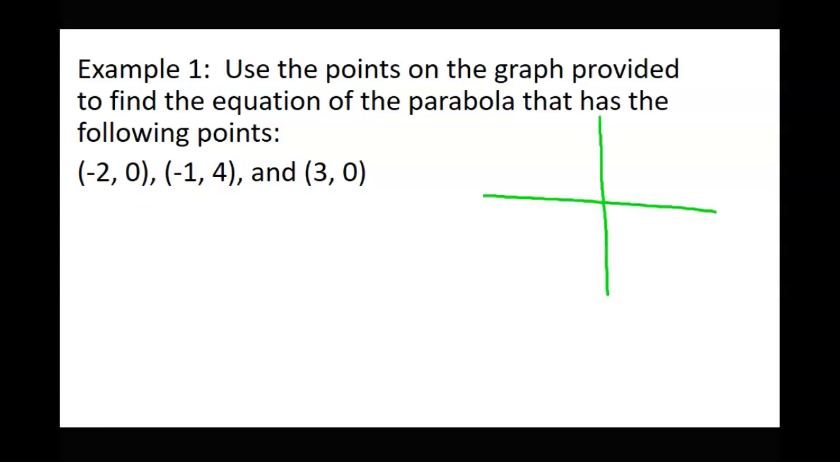I'm going to plot these points. Now, you don't have to do this. I'm just doing this to help you notice something. Let's graph these points. Negative 2, 0, that's going to be here. Negative 1, 4 would be up here. And then 3, 0 would be here. Now, if I were to draw a parabola, it would look something like this. My reason for drawing that is to help you identify which numbers are your roots.